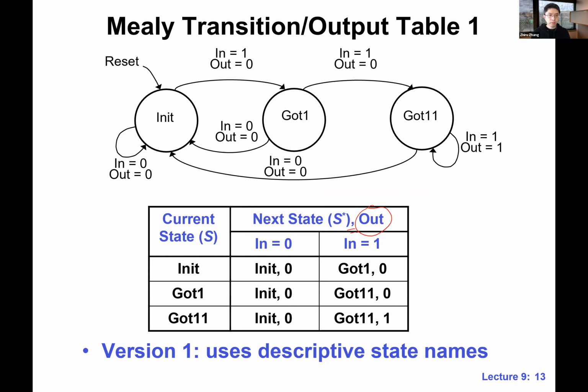The way to read this table is, we look at the current state, let's say init. If input is 1, we are going to go to got 1 state. So this is the next state, and we also output 0. We use a comma to separate the next state and the output. That's how we read this truth table for a Mealy diagram. Any questions? No? Okay, very good.